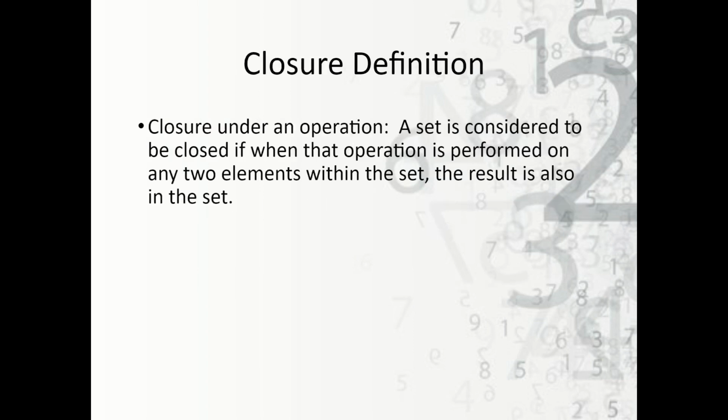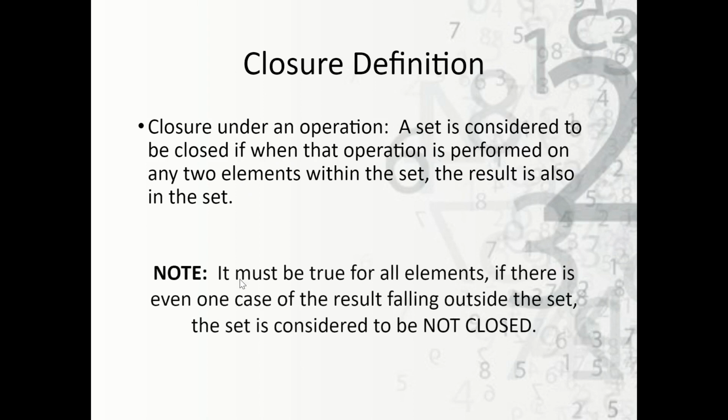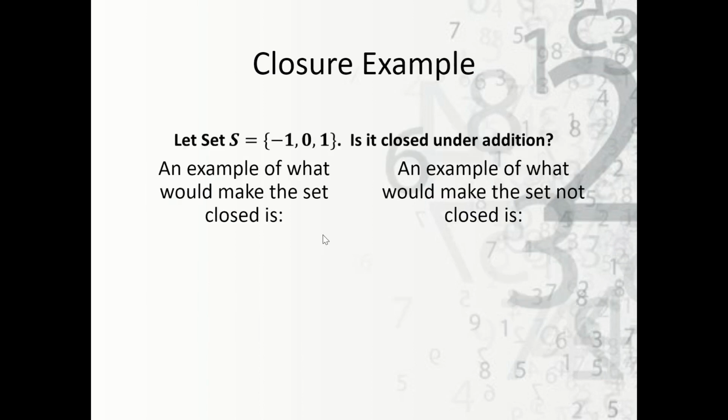Now, closure definition. What does closure mean? Closure under an operation means a set is considered to be closed if when that operation is performed on any two elements within the set, the result is also in the set. Note that this must be true for all elements in the set. If there is even one case where the result falls outside the set, then it is considered to be not closed.